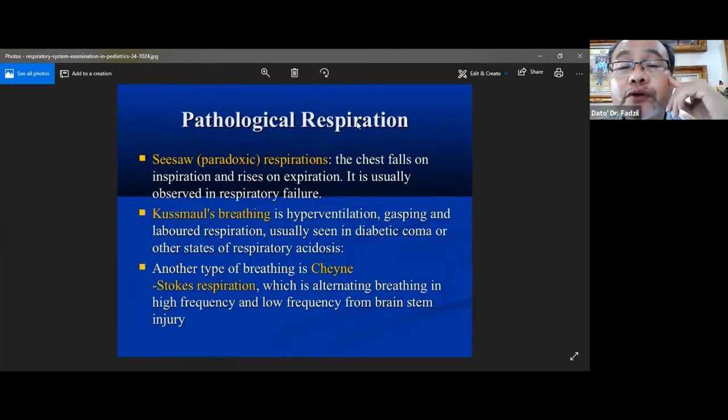And then a few pathological respirations. Seesaw respiration means that the chest is reversed. The chest falls in inspiration and rises during expiration. Normally, the chest expands and rises during inspiration and falls during expiration, but this is reverse. Kussmaul breathing is hyperventilation, gasping, and labored respiration, seen in deep coma or respiratory acidosis. Cheyne-Stokes breathing is breathing with high frequency because of brain stem injury. Just to get to know them and recognize them.